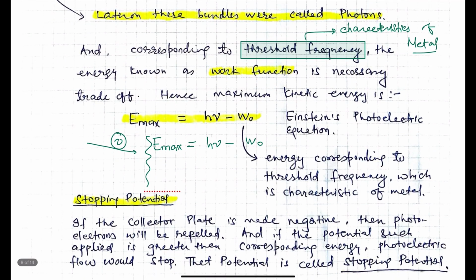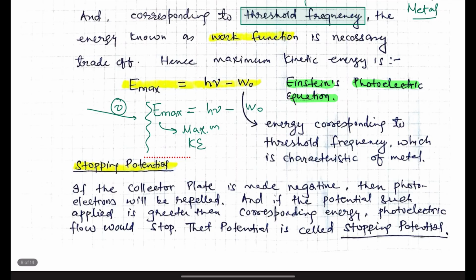And this is what we call Einstein's photoelectric effect, and this is maximum kinetic energy. Okay. And as I told you, this threshold frequency is characteristic of the metal. Now let us try to understand the concept of stopping potential.